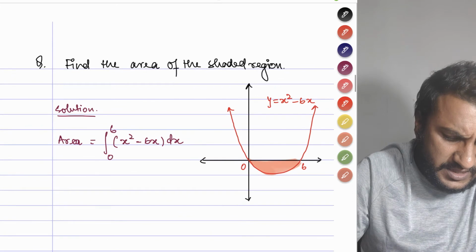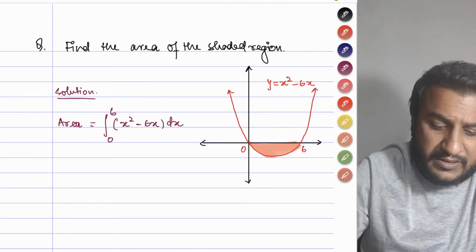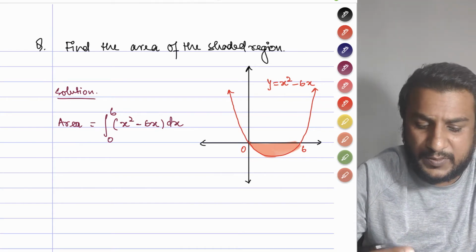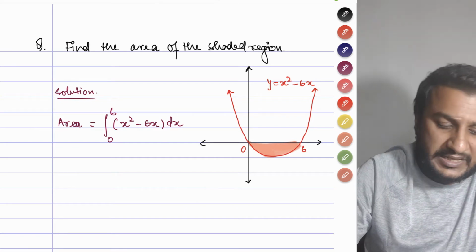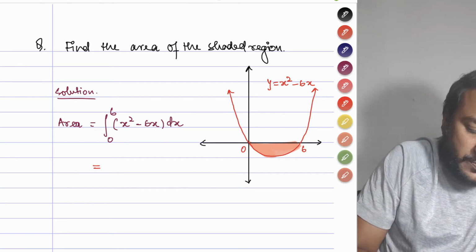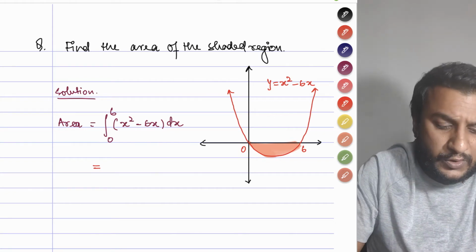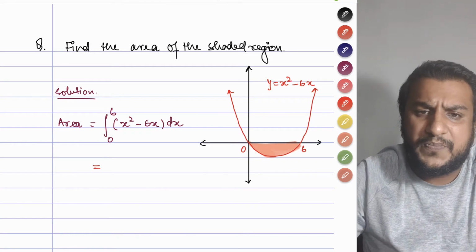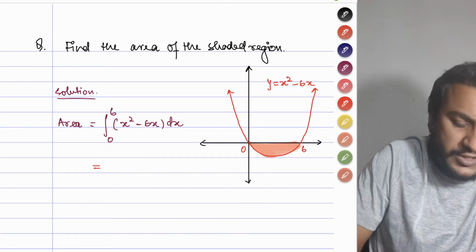Okay, let's do one more question over here. Same logic: the area we need to calculate is between the x-axis and the two points 0 and 6. So if I integrate this part, I know integration can be distributed over addition and subtraction, so I can individually integrate each term and put in the limits. So what would be the integration of x square?